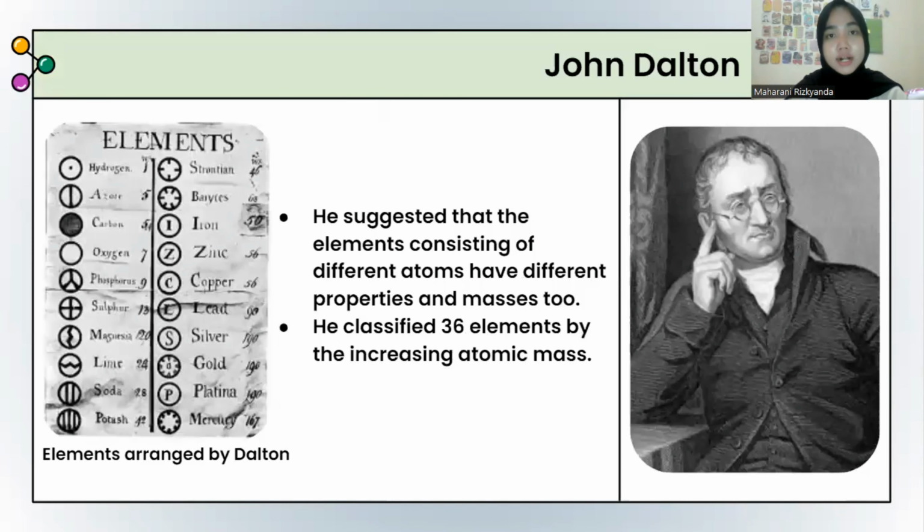The next one is John Dalton. In 1808, Dalton suggested that elements consisting of different atoms have different properties and masses too. So, he classified 36 elements by increasing atomic mass. As you can see on the left of the slide, there is a list of elements that were arranged by Dalton. The elements are hydrogen, carbon, oxygen, phosphorus, sulfur, and the others.